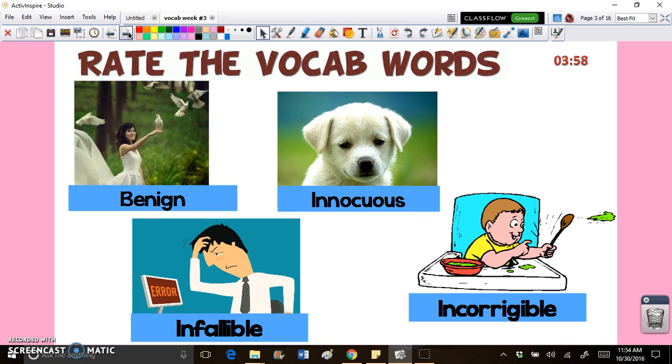Alright, so the first thing I'd like you to do is to take your vocabulary sheet, and in the first column where you have the words listed, I want you to just rate your knowledge of our new vocabulary words. Don't look at the definitions yet. It's just when you hear the word without looking at the definition, how well do you think you already know this word? Our first word is benign. Second is innocuous. Third is infallible. And the fourth is incorrigible.